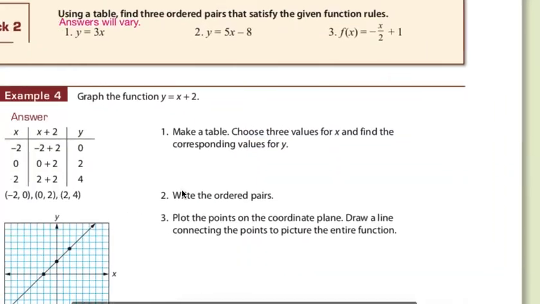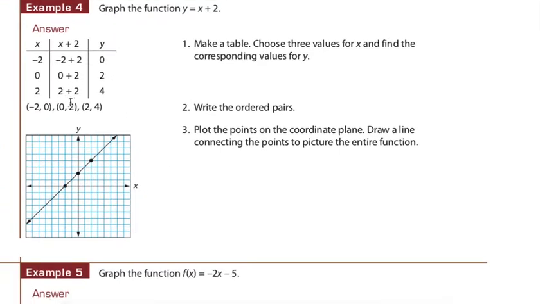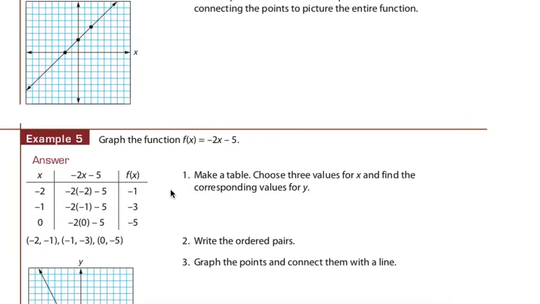Okay, you're going to be doing this with your other examples as well. So for example 4, they just plugged in the points, they got their ordered pairs, and then they plotted them. So really all you need is 2 points to make a line. I do recommend that you find 3 ordered pairs when you're graphing a function, just to make sure that you got the right points. Okay.